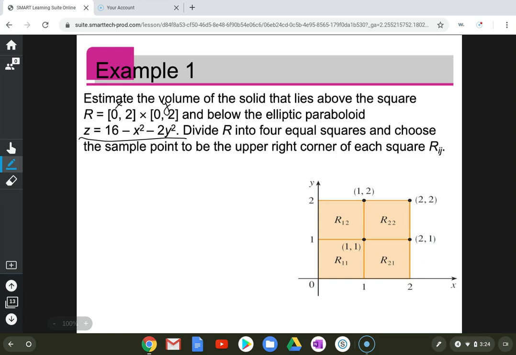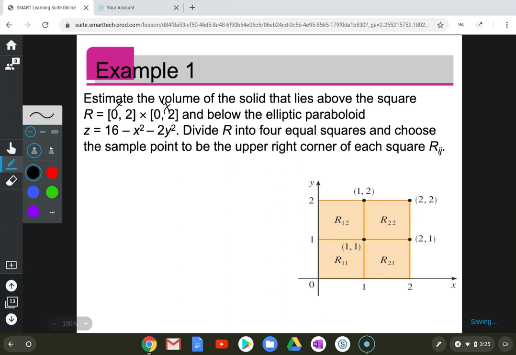Now, sometimes they tell you how many squares to divide, and sometimes they give you the m and the n. For example, in your homework, you might see a problem where it says m equals 2, n equals 2. Your m means how many rectangles in the x direction, and your n means how many rectangles in the y direction. So just know that you might see it with m and n, or you might see them just tell you how many to split it up into.